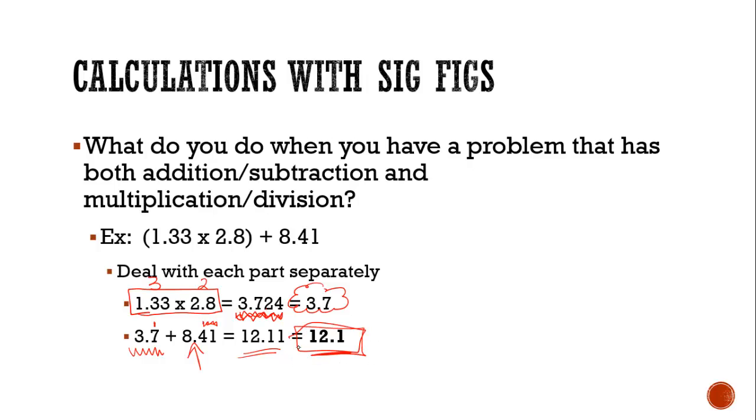Keep in mind with sig figs that these are all based on the uncertainty of our measuring devices. That's how they came up with these rules. That's where we're taking this from. So now you're ready to do some more practicing on your own.